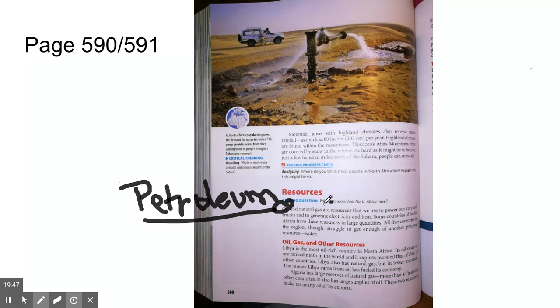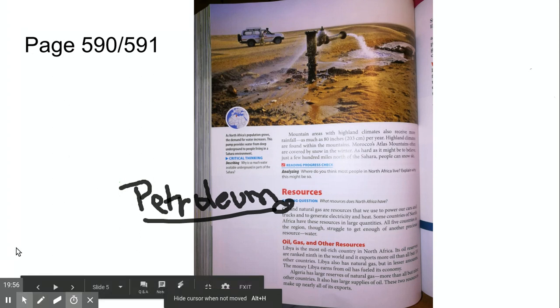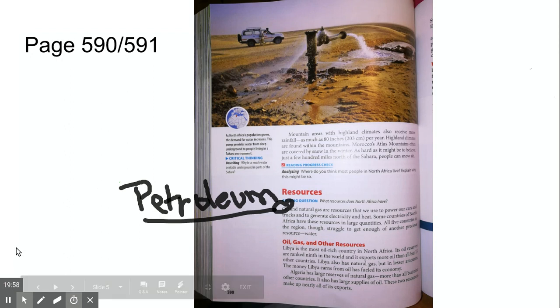So oil and natural gas, and I'm just reading right there, are resources that we use to power our cars and trucks and to generate electricity and heat. Some countries of North Africa have these resources in large quantities. So remember, it's the same wording as from yesterday. We said vast amounts. It's the same thing as saying large quantities. Quantity is how much you have. All 5 countries in this region, though, struggle to get enough of another precious resource, water. So we're seeing the same thing as the Middle East. They had an abundance of oil, but a scarcity, remember that word, scarcity of water.